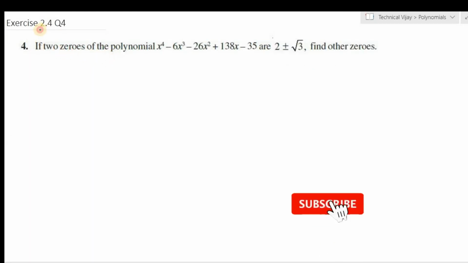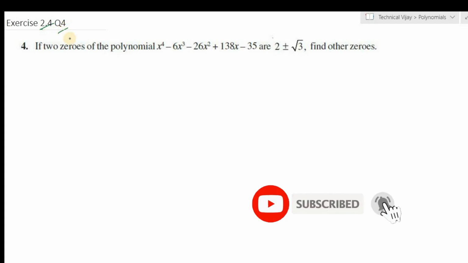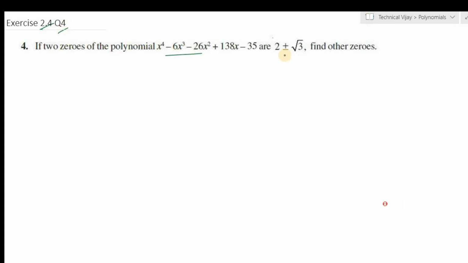Now we will solve exercise 2.4, question number 4. If two zeros of the polynomial are 2 plus or minus root 3, find the other zeros. Two zeros are given. One zero is 2 plus root 3 and one more zero is 2 minus root 3. And how many zeros are there? The degree of this polynomial is 4, so the other two zeros we have to find out.